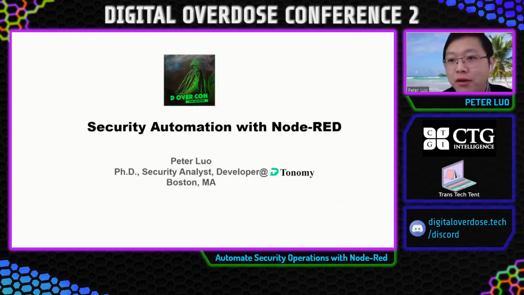I'm Peter Low. I'm the co-founder of Detonomy, and I used to be the lead security analyst for Microsoft Office 365, where we protected hundreds of thousands of Exchange servers, SharePoint servers, and OneDrive servers. I got my PhD in computer science. So today I'm going to talk about security automation with Node-RED.